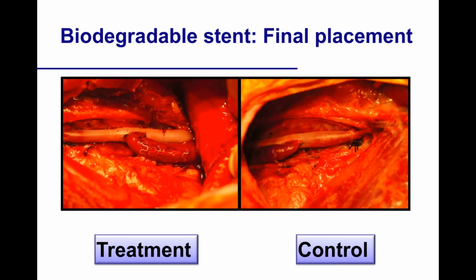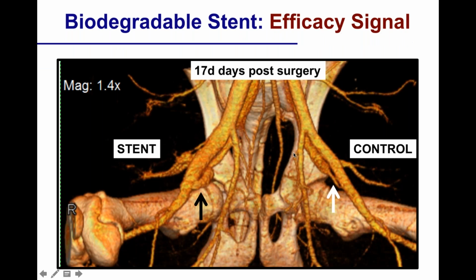These two slides are described to you. On the left, an arteriovenous fistula with the stent in place, and on the right, an arteriovenous fistula in a pig without a stent. This is what it looks like in terms of efficacy, and we're beginning to get some data on this. Again, on the left over here, you see an arteriovenous fistula in a CT angiogram in a pig, and you see a very nice open fistula over here on the stented side at 17 days after surgery.